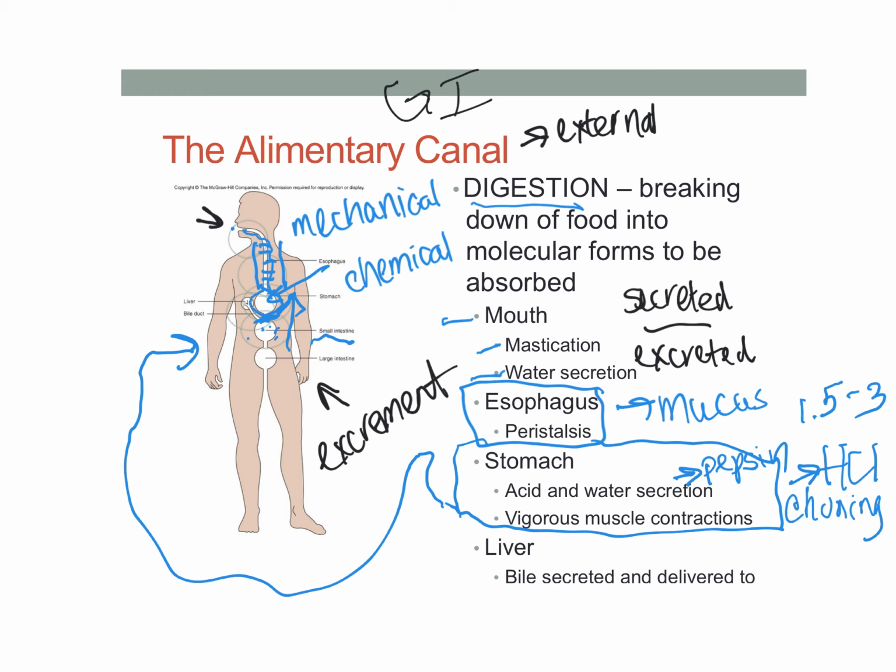So the mechanical digestion is this peristalsis that happens in two ways to really mix up the food and break it down. And that's called segmentation.